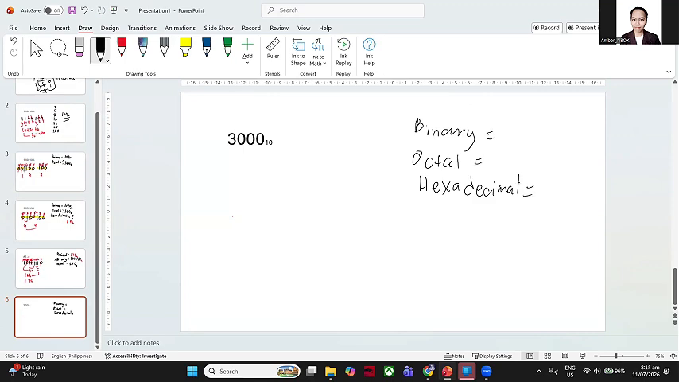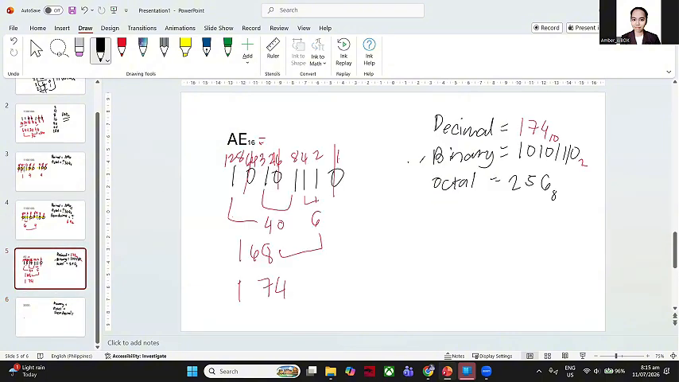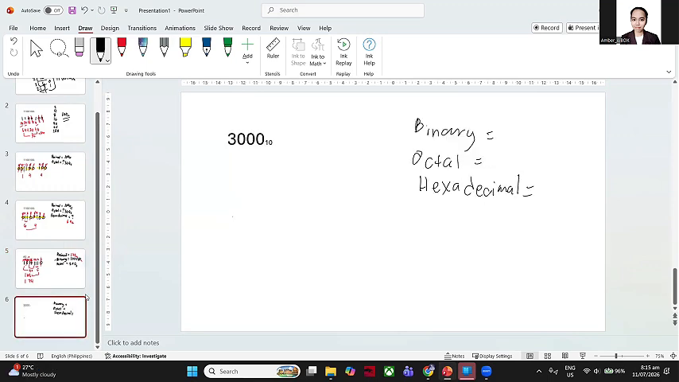So first, as in the video before this one, always translate everything into binary so that when you get the octal and hexadecimal, it will be easier for you. So now we have binary first. When we translate everything into binary, always use long division from decimal.